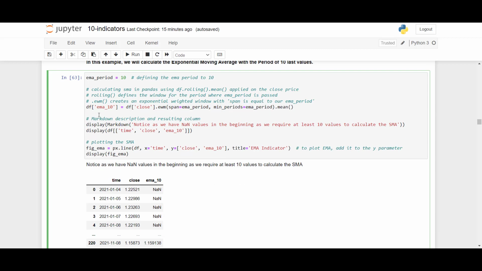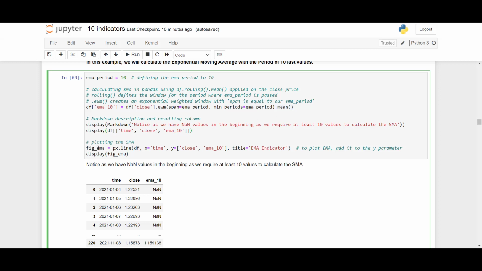And to calculate the EMA, instead of rolling, we use EWM in pandas. And this is basically a method to get the exponential weighted mean. And to specify the period or the window, we add the parameter span and add the EMA period. And the minimum values we want for a period is again 10 values. And after that, we take the mean, which is then the average.